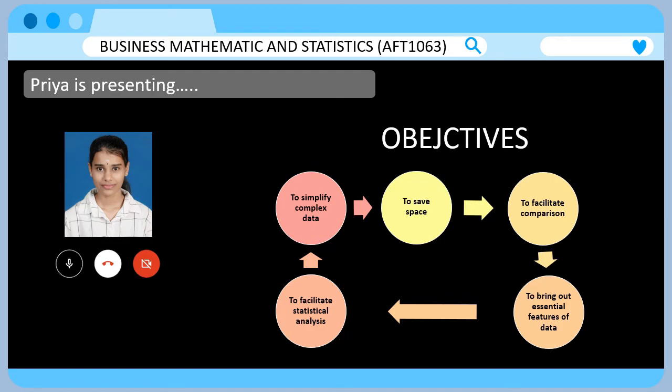Fourth is to facilitate statistical analysis. A table is the best source of organized data for statistical analysis. It can be used to perform various calculations related to data. Last but not least, to save space. A table format presents factual data in a more organized and powerful way. Thank you so much.